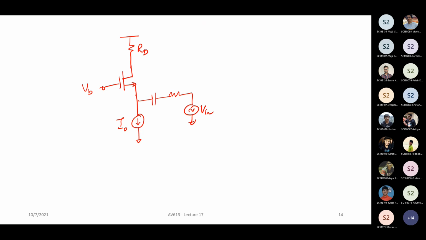Now, how do you implement this current source? We have already seen how to implement current sources. Basically, we are going to use a transistor, which is going to act as a current source. Let's say this is M1. Let's call this M2. Now, how do we generate the bias voltage for this one? We use a current mirror, right? We are quite familiar with all these things.